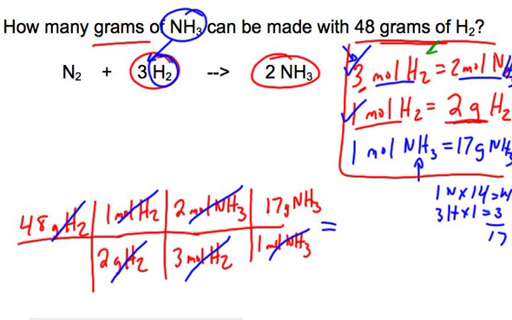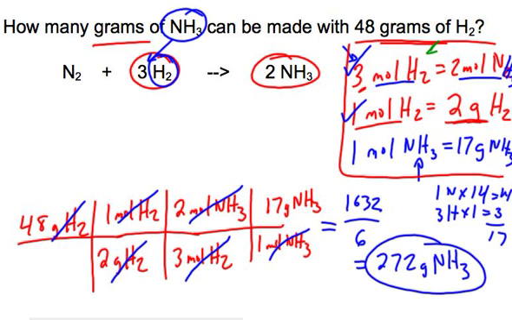So 48 times 1 times 2 times 17. I'm going to divide that by, so that gives me 1632. On the bottom, I have 2 times 3 times 1 is 6. So I'm just going to do that. I get 272 grams of NH3. And that's my final answer for this stoichiometry problem.